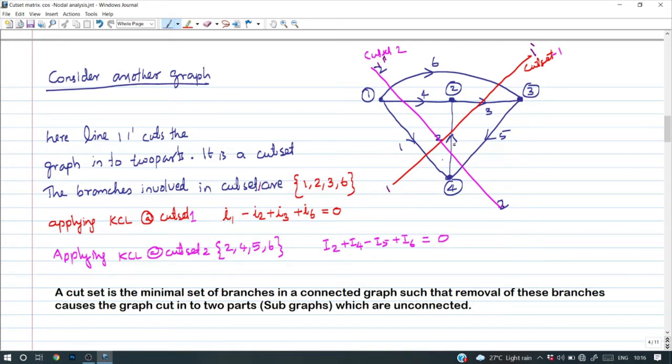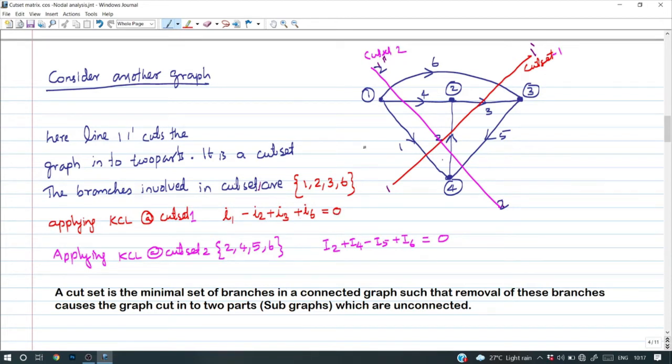Then branch 2 current, that is I2, is moving from right to left towards this cut set 1, so it is minus I2. Similarly, I3 is moving from left to right towards cut set 1, so it is positive, plus I3. Then I6 is moving from left to right towards this cut set, so it is plus I6. So the KCL at cut set 1 is obtained as I1 minus I2 plus I3 plus I6 is equal to 0.